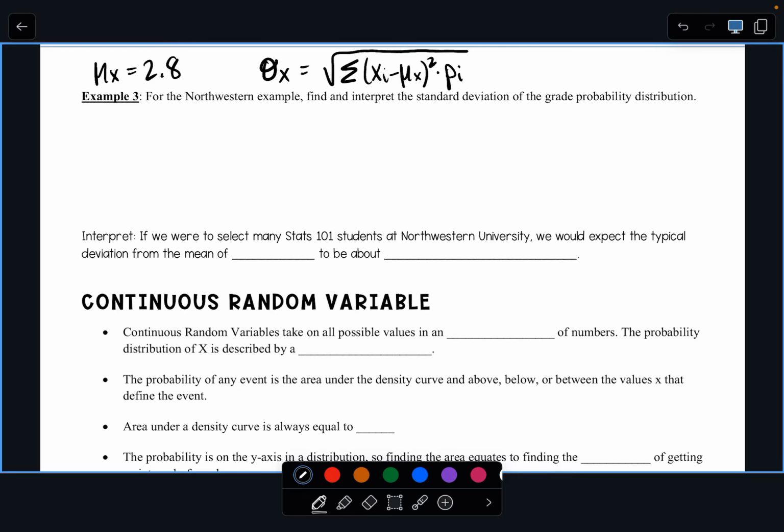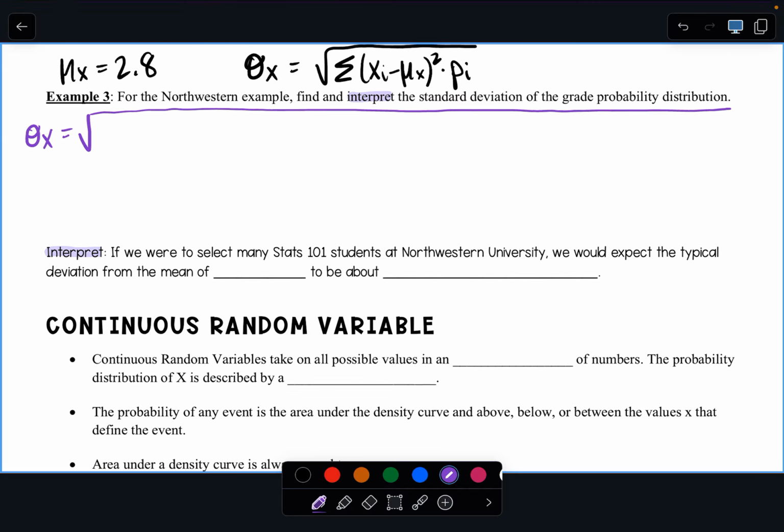So for the Northwestern example, we're going to find and interpret, because they want us to write a sentence explaining the standard deviation of the grade probability distribution. The first thing I'm going to do is find this by hand. Now, I'm not going to make you actually plug it in your calculator, but we're going to write the formula out. It's very long, truthfully. So I'm going to give you a really long square root. I also write big. If you write small, we don't need one as big as I have.